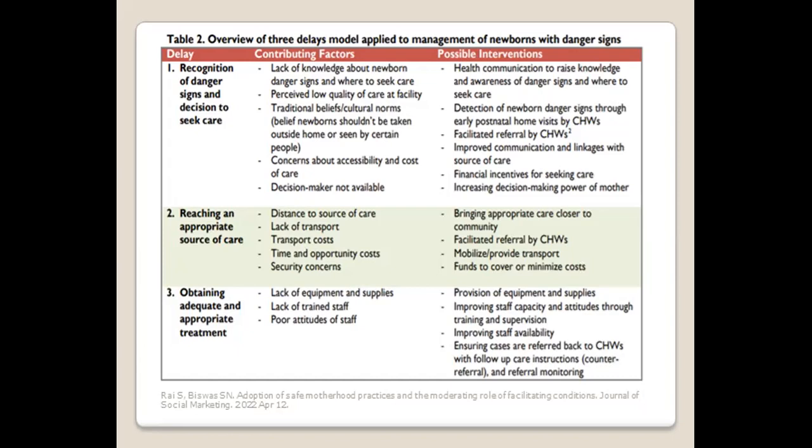The third delay is in obtaining adequate, appropriate treatment. This is due to lack of equipment and supplies, lack of trained staff, and poor attitude of staff. These can be tackled with provision of equipment and supplies, improving staff capacity and attitude through training and supervision, improving staff availability, and ensuring cases are referred back to community health workers with follow-up instructions and referral monitoring.